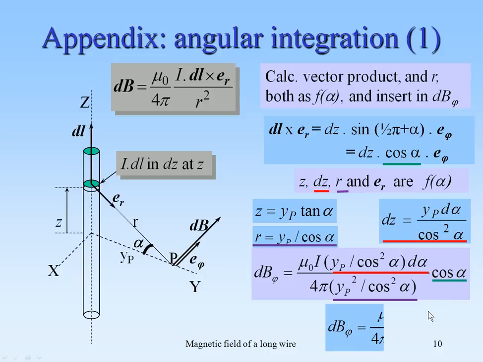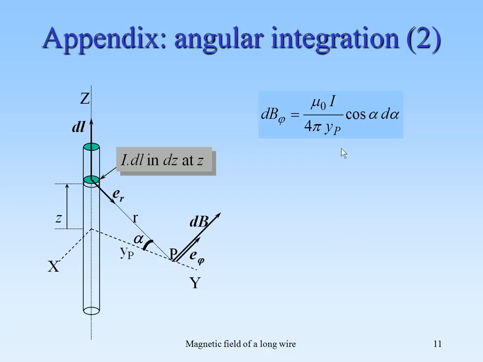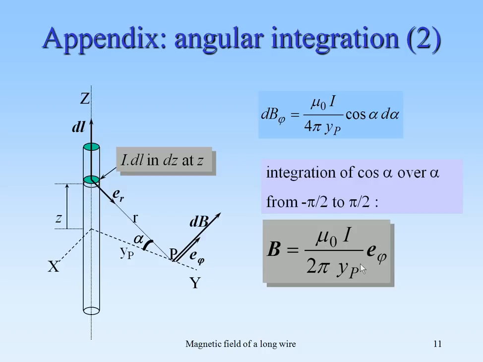And the integration leads to dB is mu naught I over 4 pi y_P times cosine alpha d alpha. This is the expression for dB phi, and integrating over alpha from minus pi over 2 to plus pi over 2, we end up again with mu naught I over 2 pi y_P times e_phi. And this is the end of this presentation.